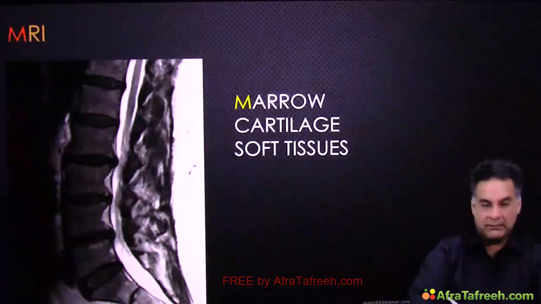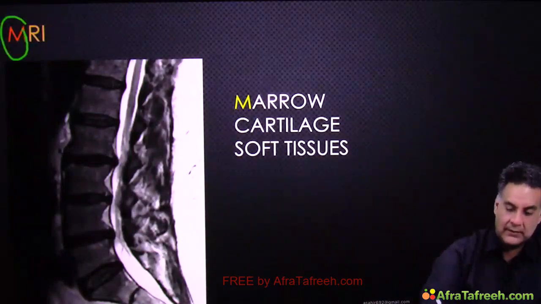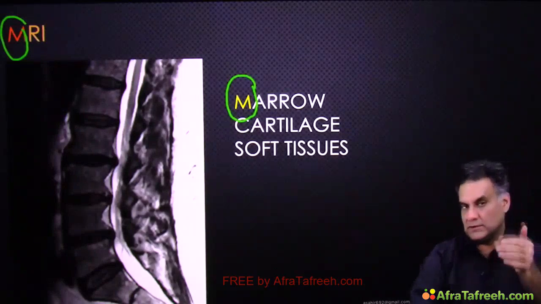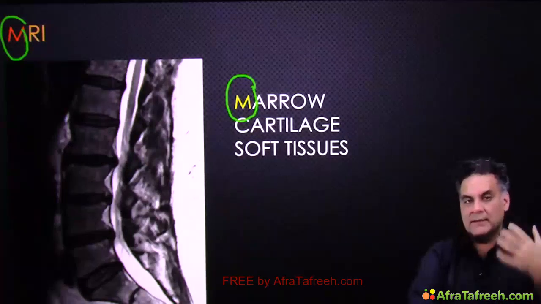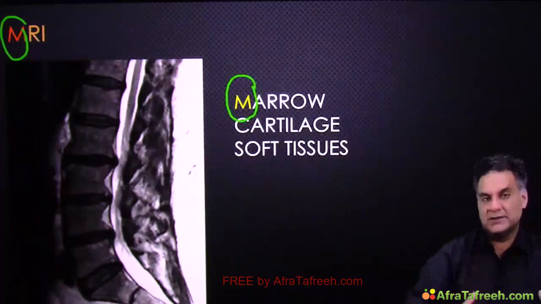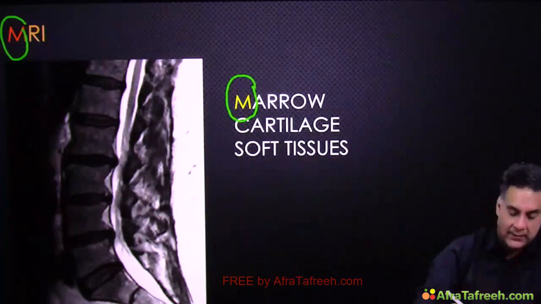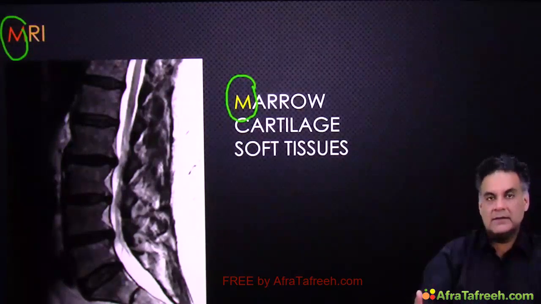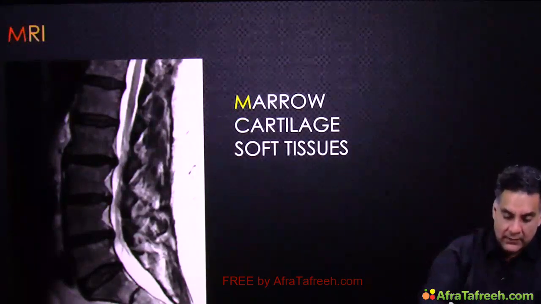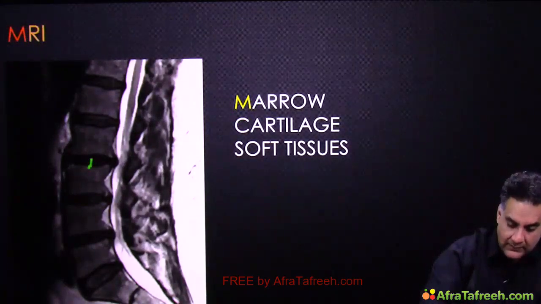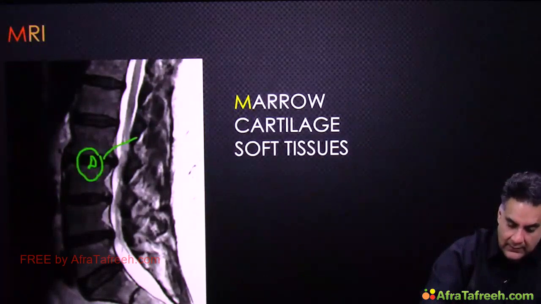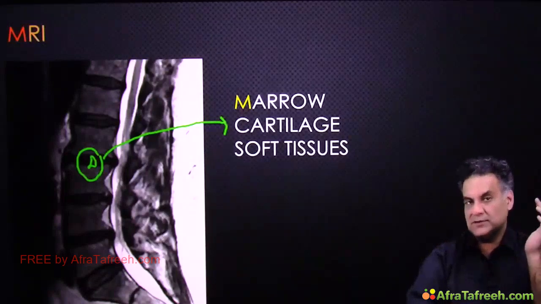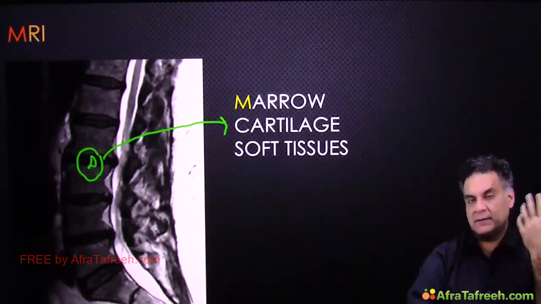Similarly, M for MRI, M for marrow. Majority of the diseases are in the marrow, so MRI in orthopedics is a gold investigation, very valuable. Then when you look in between the two vertebrae, you will be able to see the disc. The disc is made of cartilage. Cartilage is not seen on X-ray, is not seen on CT scan, is picked up on MRI.